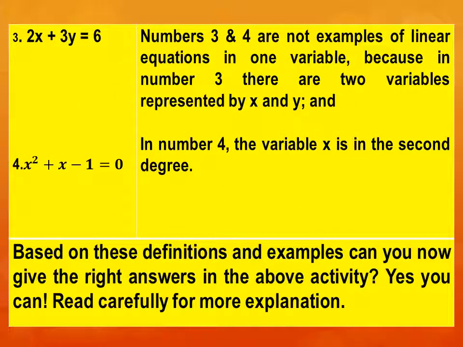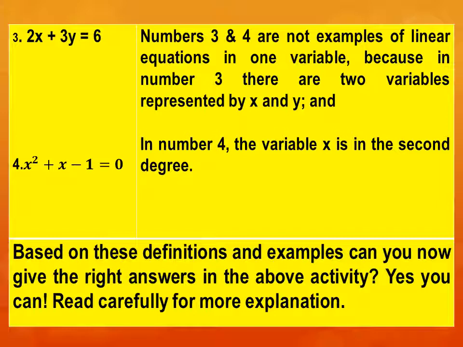Example number 3, we have 2x plus 3y equals 6. Then number 4, we have x squared plus x minus 1 is equal to 0. Now, numbers 3 and 4 are not examples of linear equations in one variable because in number 3, there are two variables represented by x and y. And in number 4, the variable x is in the second degree.